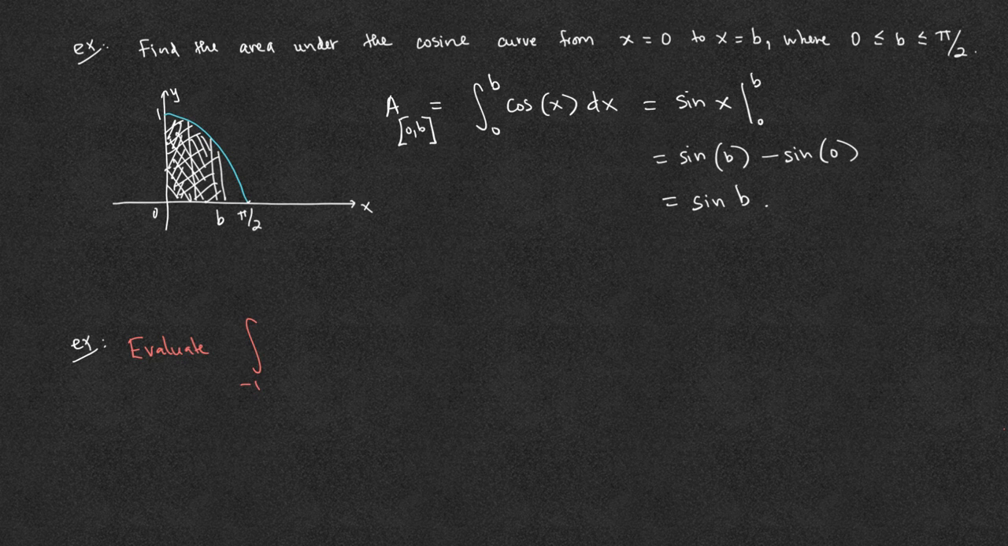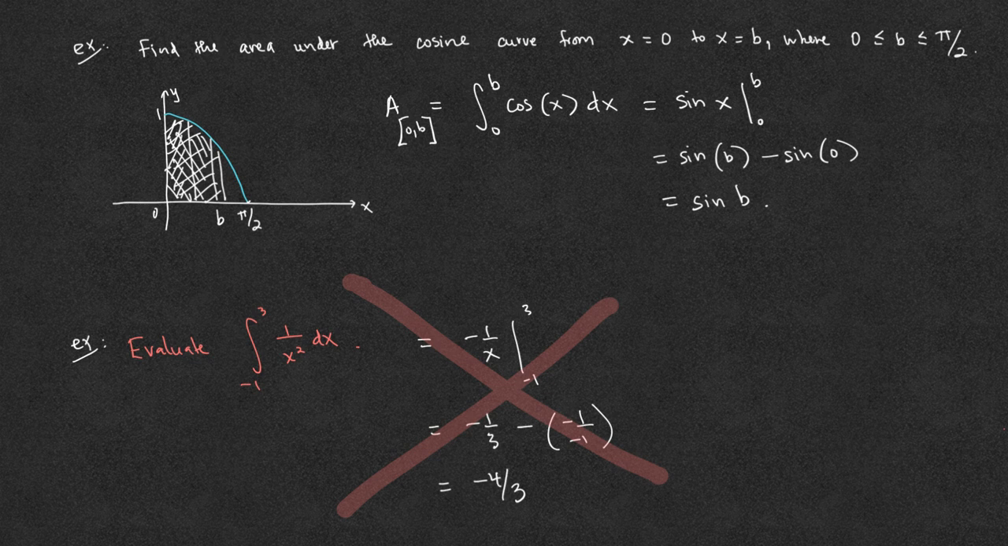Another example: evaluate the definite integral from -1 to 3 of 1 over x squared dx. We're going to attempt to use the fundamental theorem of calculus. The antiderivative of 1 over x squared is -1 over x, and then we plug in 3 and -1, evaluate the two, to obtain -4 over 3.